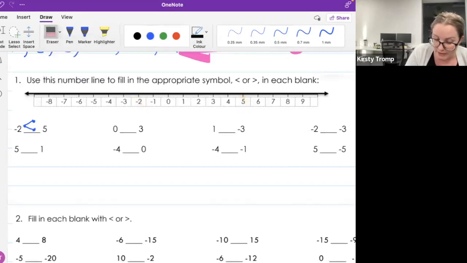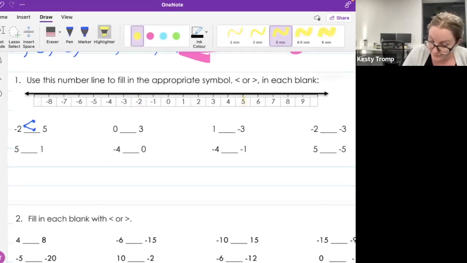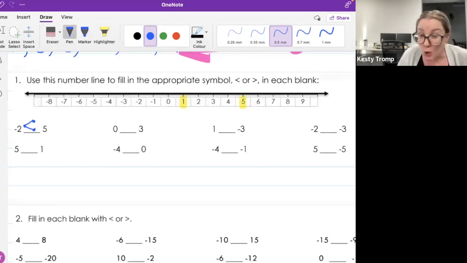Let's have a look at the next one, and then I will answer some questions. I've got 5 and I've got 1. If I'm looking at 5 and 1, if we look at it on the number line, what do we see? We see that the number 1 is sitting to the left of the number 5. If we look at it from the number 1's perspective, the number 5 is to the right of the number 1, which means that 5 is much bigger than 1.